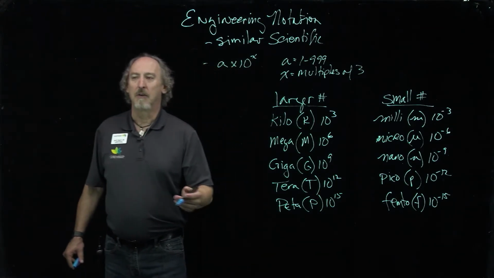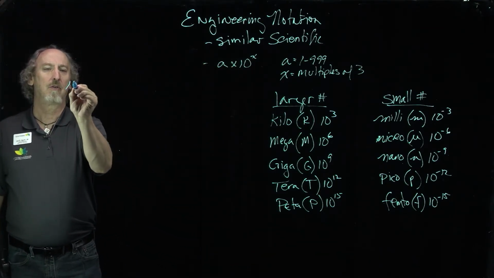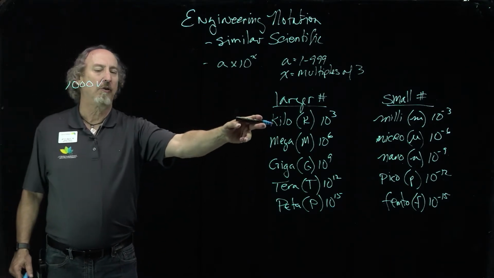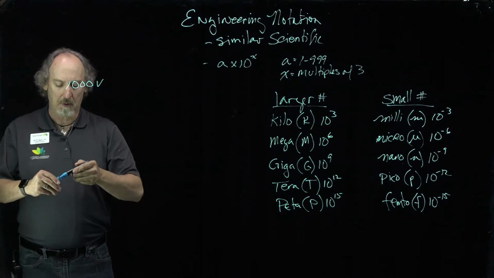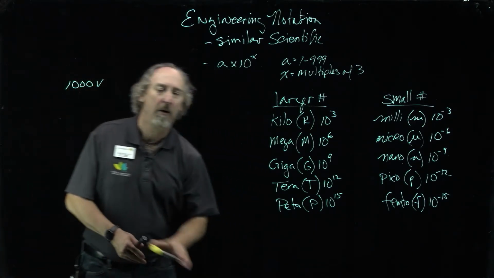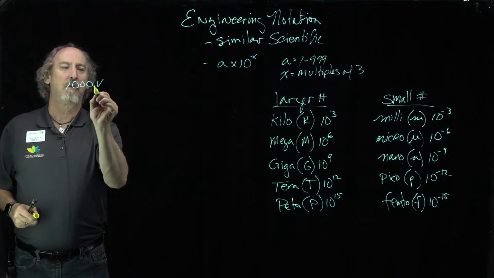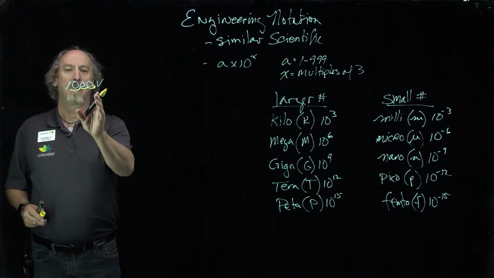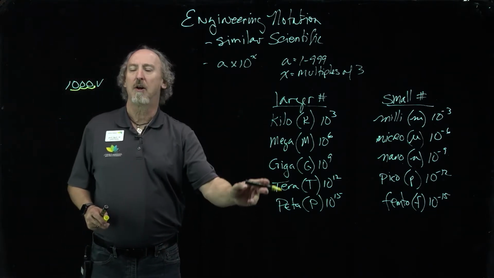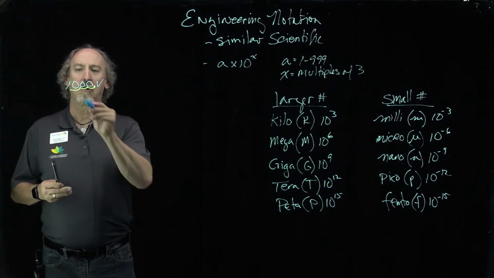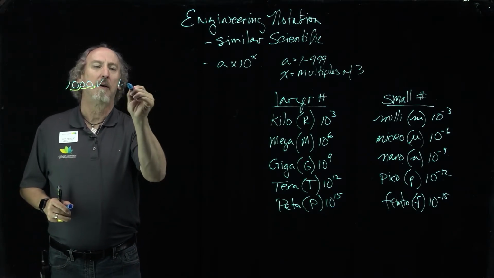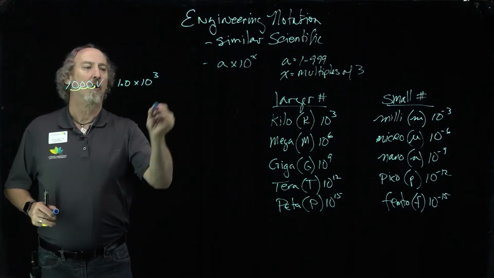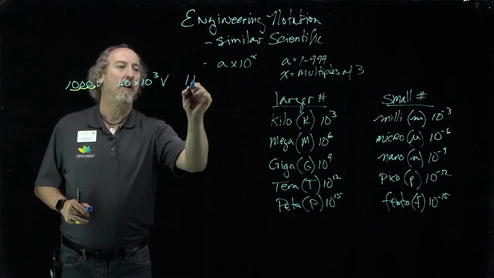So if we're going to apply these, and say we've got 1,000 volts, well, I can put that in scientific notation or engineering notation by moving my decimal place. Going from where it's at, 1, 2, 3. If I am going to the left, I'm dealing with larger numbers. So moving the decimal place over there, that would give me 1, my decimal place, times 10 to the third volts, or 1 kilovolt.